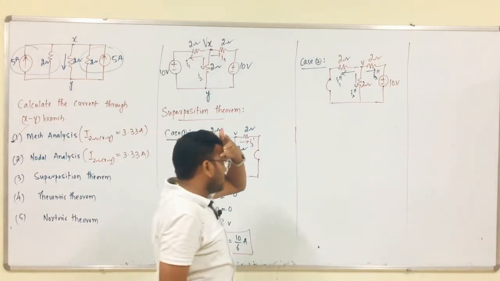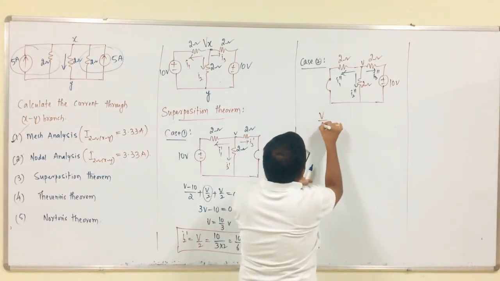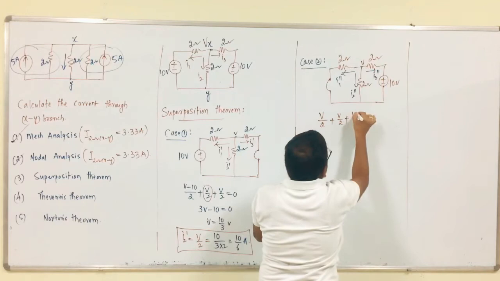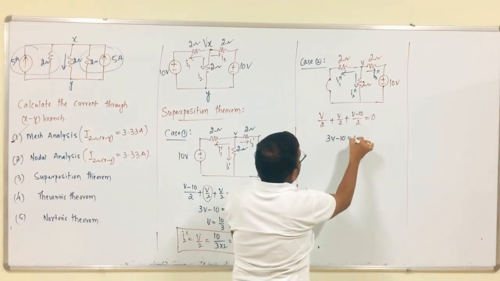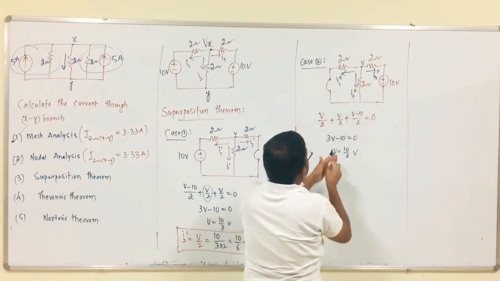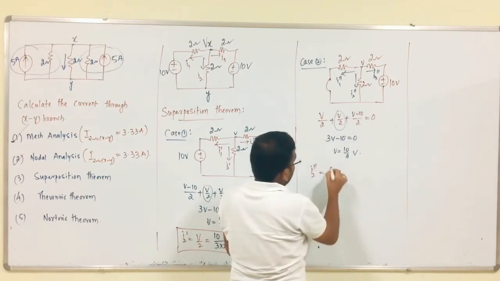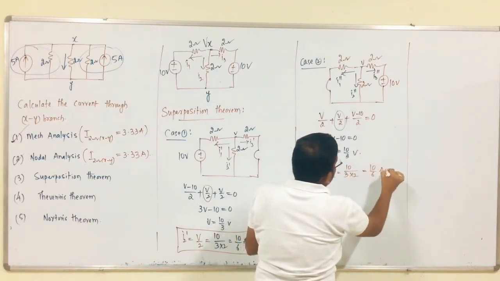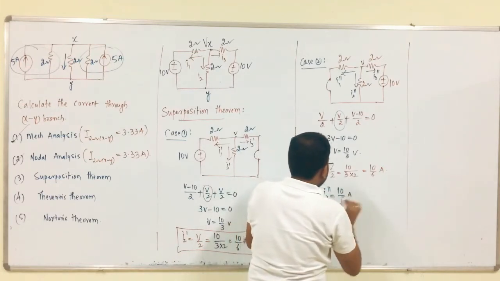Okay. So, based upon nodal analysis, we have to write: (V minus 0) by 2 plus (V minus 0) by 2 plus (V minus 10) by 2 equals 0. From this, 3V minus 10 equals 0, V equals 10 by 3 volts. But we have to calculate the current through this branch, that is I2 double dash, which equals V by 2, which is 10 by (3 into 2), which equals 10 by 6 amp. So, from this we have the second case branch current, that is 10 by 6 amp.